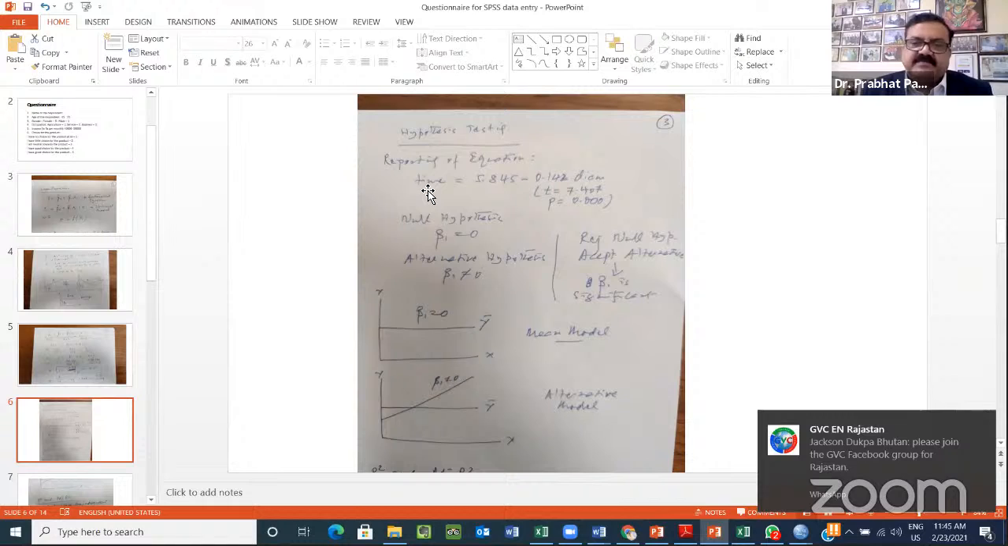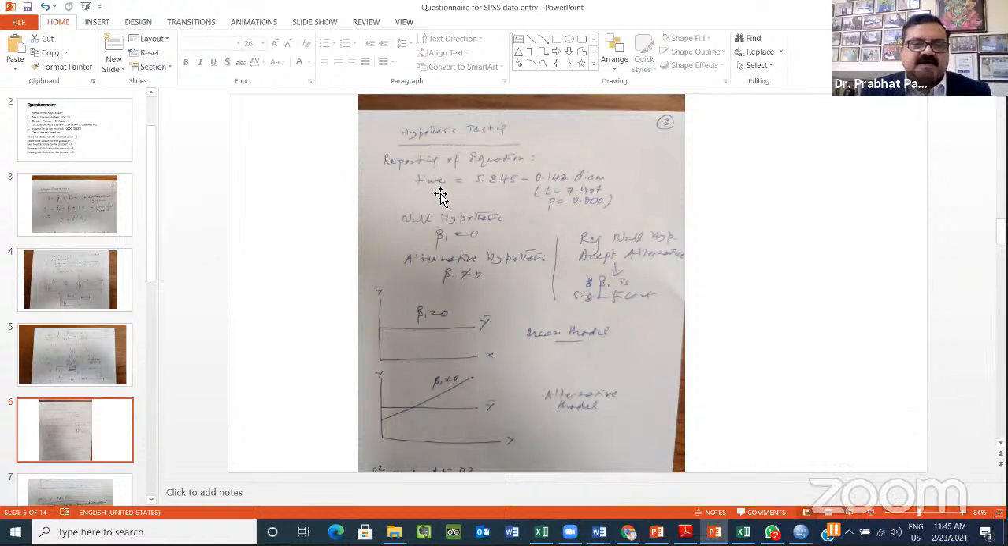Our independent variable was time. So y is equal to beta 0 plus beta 1 x. Here y was time and x was diameter. So our equation is time is equal to 5.845, which was the value for the constant, and the beta parameter's value was minus 0.142 diameter. And we need to report these two values, like the t value and the p value.